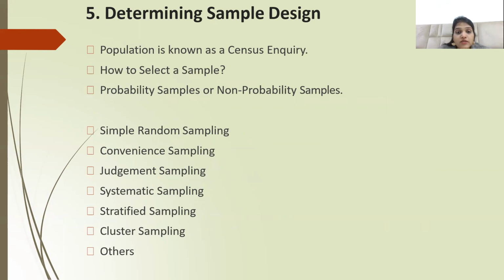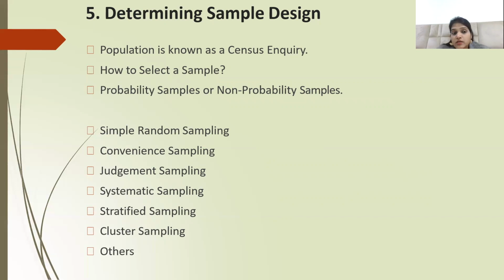Once you have finalized your research design, you have to determine the sample design. Basically, studying the whole population is known as the census inquiry. It is technically not possible to check each and every element in the population. Many studies are conducted on the sample basis. So you have to be very careful in selecting your sample because on the basis of your sample result, you will make inferences about the population.